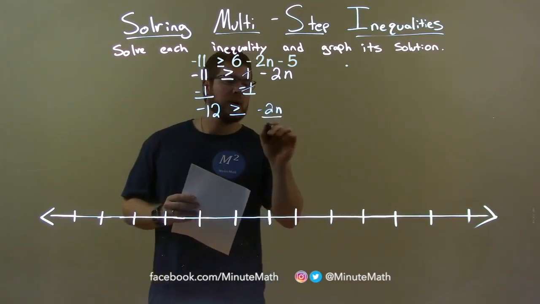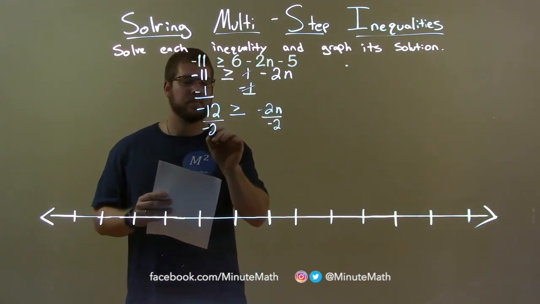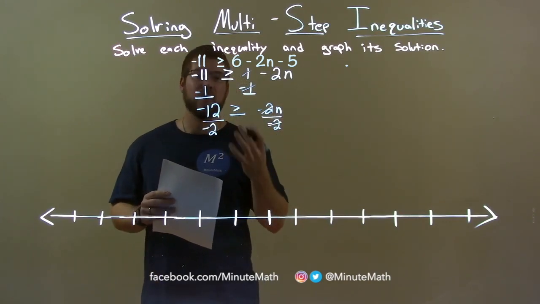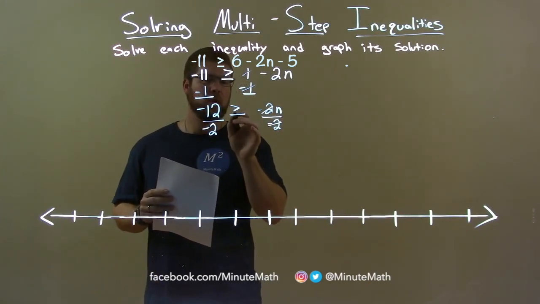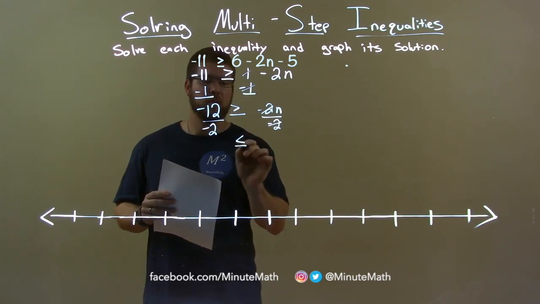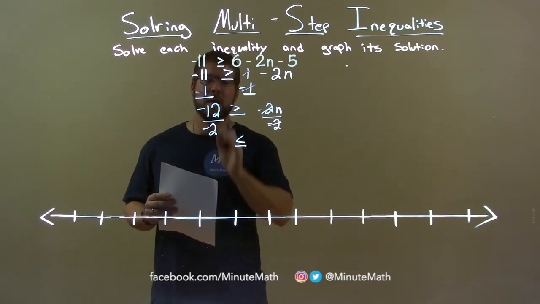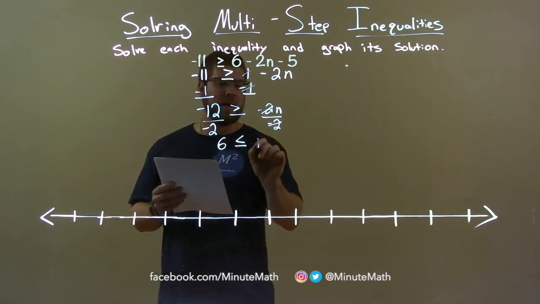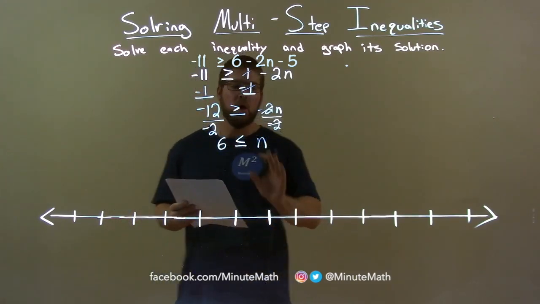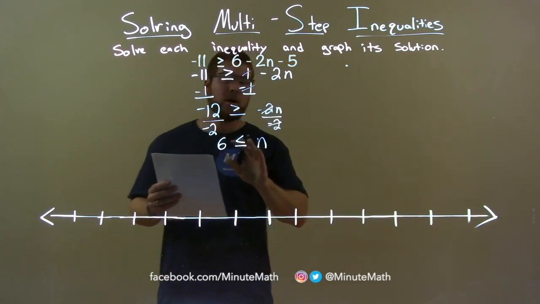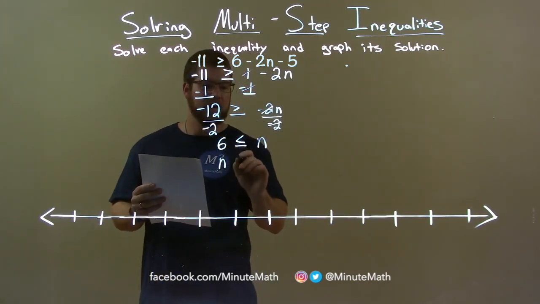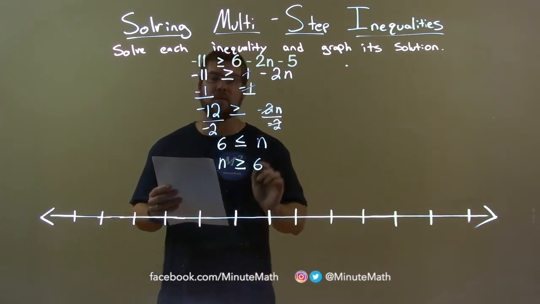Now if I divide both sides by negative 2, when you divide by a negative number over the inequality, the sign is going to flip. Okay? So this greater than or equal to sign becomes a less than or equal to sign. Negative 12 divided by negative 2 is a positive 6, and n is by itself on the right. We can rewrite this to have n come first, so 6 is less than or equal to n. Same thing as n is greater than or equal to a positive 6.